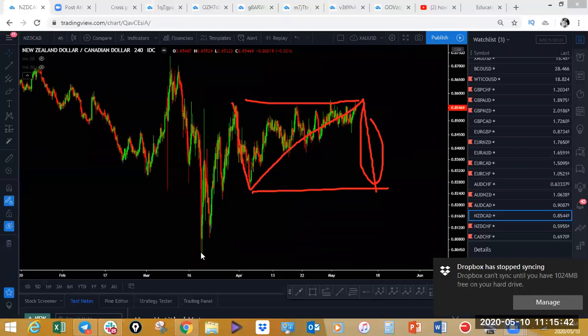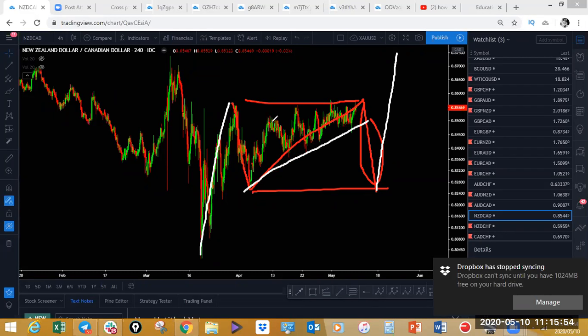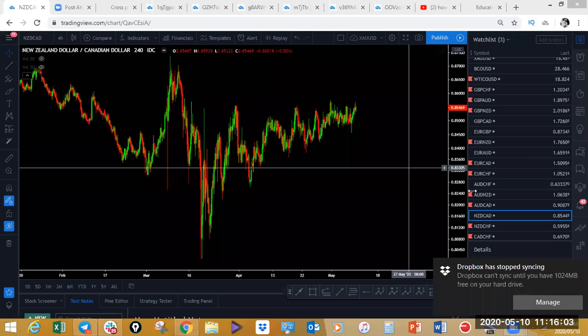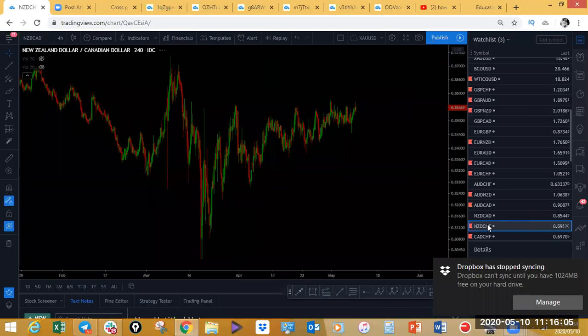And where does this start? We started with this move to the upside. So this will be a whole correction in the white degree, and we'll be looking for that. So we're looking for the pulsing move down here, and we'll be looking for a continuation to the upside. So all the CAD pairs that have got the CAD as the code, we're looking for them to come down like that. That is New Zealand CAD, New Zealand CHF.